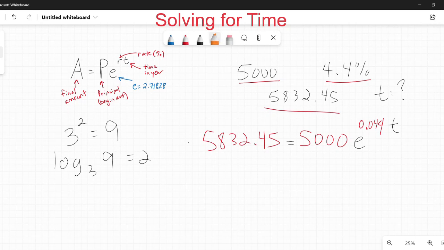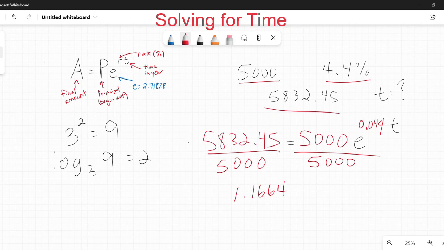Now we are going to do the exact same process that we just did to solve for the rate. Because again, as you see, they're both here in this exponent. So again, first thing, I'm going to divide both sides by 5,000 to get rid of that number, that coefficient. So 5,832.45 divided by 5,000 is 1.16649. This is equal to e to the power of 0.044t. Just like before, I can't use any roots or anything like that. This is in an exponent. I have to use logs.